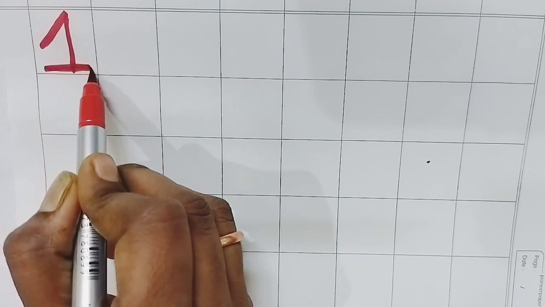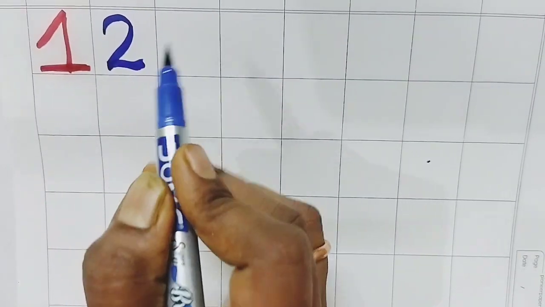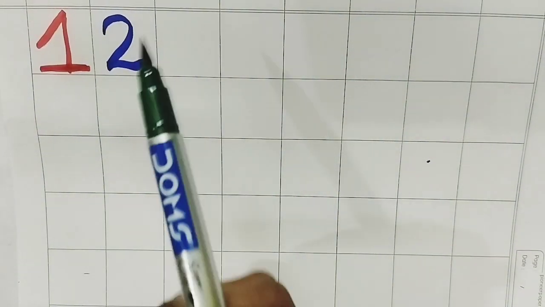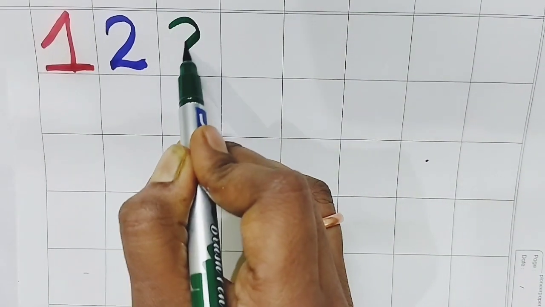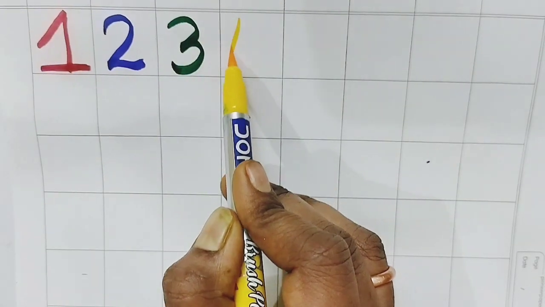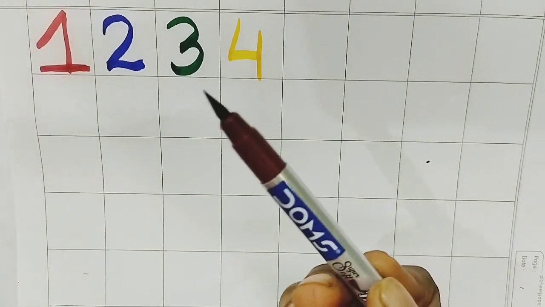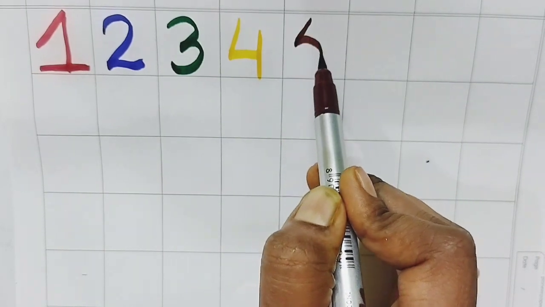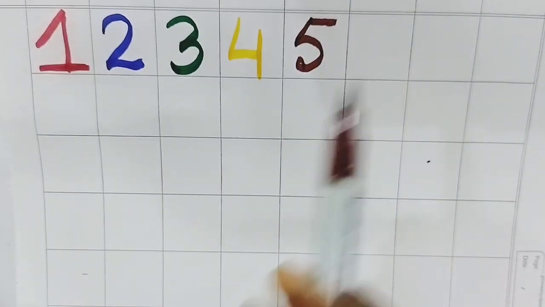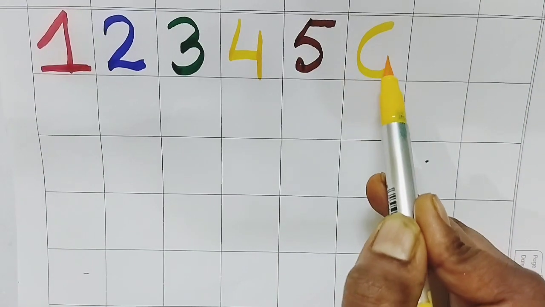Red color, 1. Blue color, 2. Green color, 3. Yellow color, 4. Brown color, 5. Yellow color, 6.